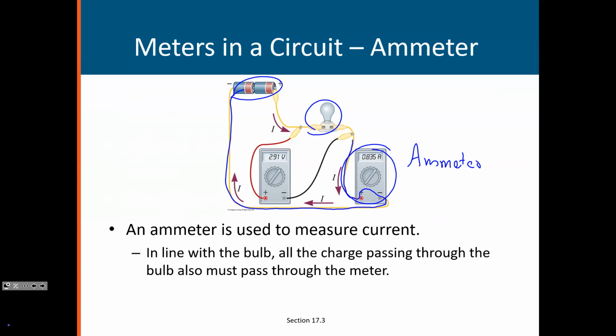Okay, this is the voltmeter. As the name implies, it will measure the voltage. Now see how the voltmeter is connected. It is connected in parallel to the bulb. We want to measure the potential difference across the bulb, so you connect it like that. So you see the difference? The ammeter is connected in series with the element to measure the current through that element, but the voltmeter is connected across the bulb to measure the potential difference across the bulb.